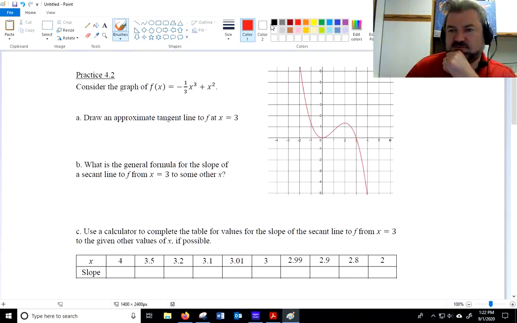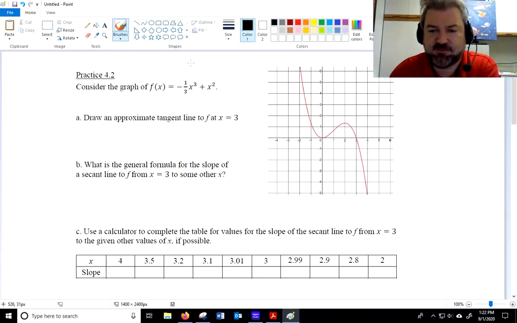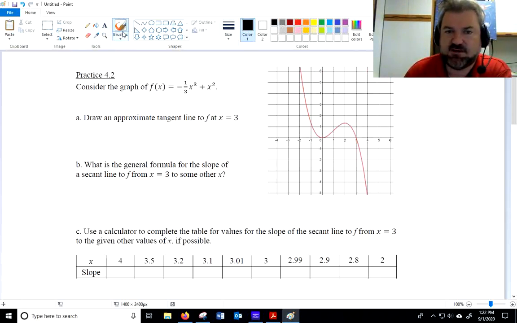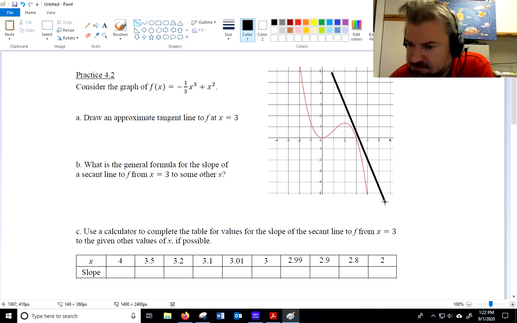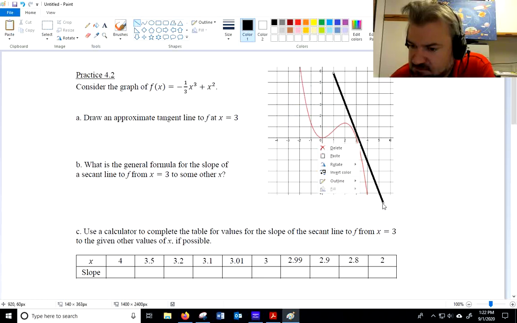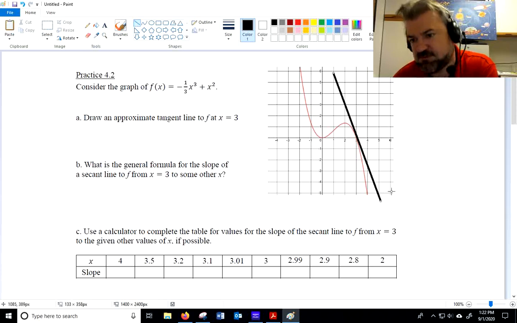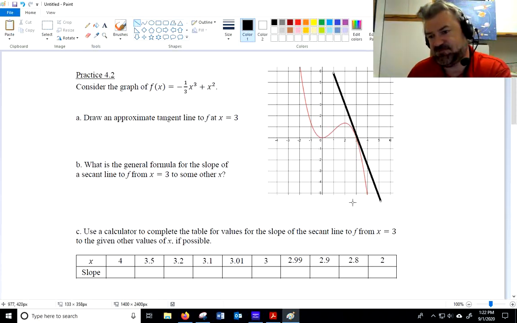Okay, let's see what you came up with here. Draw an approximate tangent line at x equals 3. Okay, I can do that. So an approximate tangent line, probably something kind of like this. Well, that might not be quite right. Maybe a little bit steeper, and then maybe move it over a little bit. All right, something like that, right?